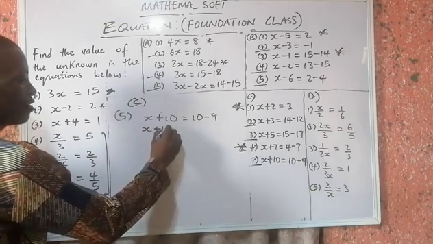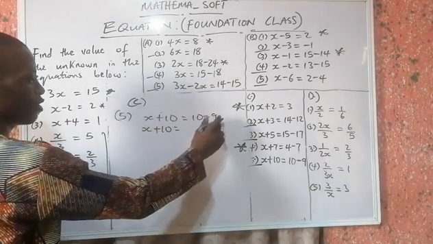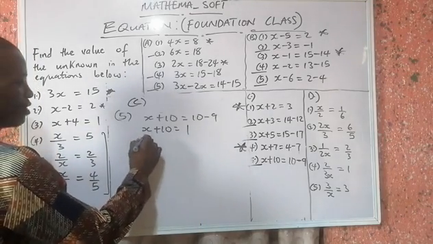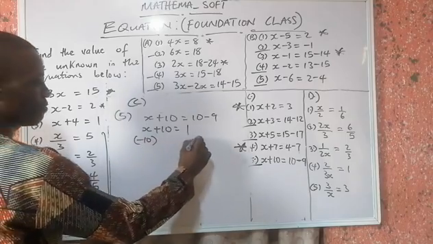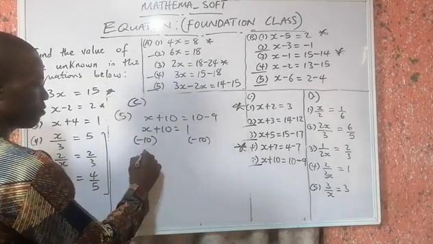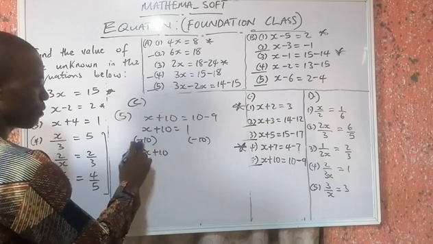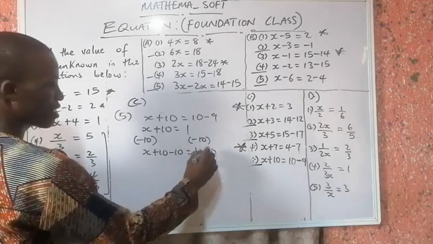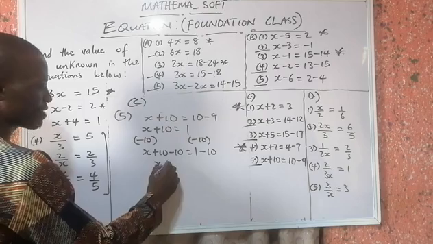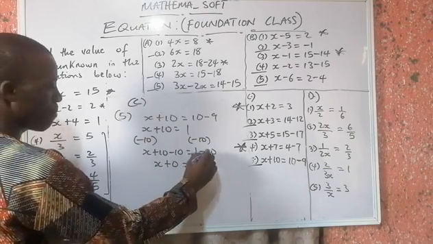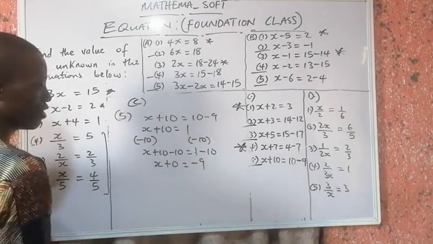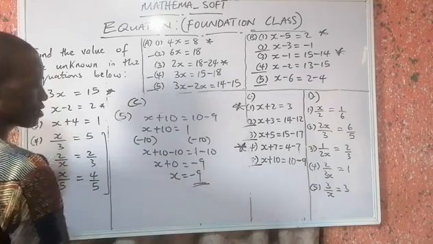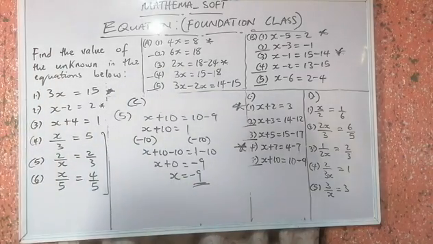X plus 10 will give me 10 minus 9, that is 1. And removing this plus 10 will be using minus 10, and that will be x plus 10 minus 10 equals 1 minus 10. And that will be x plus 0 equals 1 minus 10, which will give me minus 9. And that will be x equals minus 9. That will be the answer for number 5.